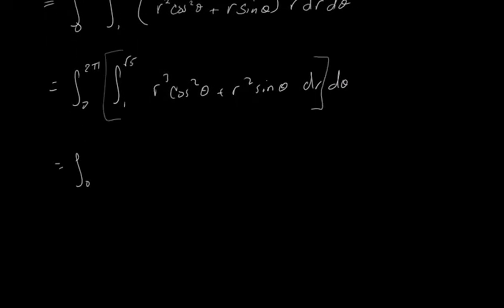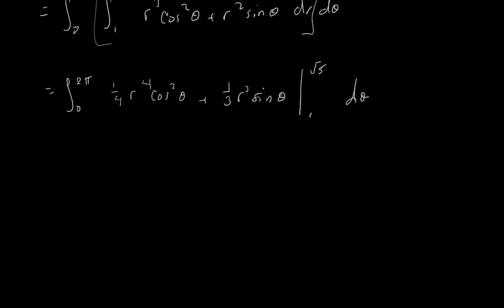So this is our integral from 0 to 2 pi of. Okay, so I'm only doing this with respect to r. Any functions of theta are just constant with respect to r. So this is going to be 1/4 r to the 4th cosine squared of theta plus 1/3 r cubed sine of theta. And that's going to be evaluated from 1 to root 5 and then integrated with respect to theta. So these are our r values. We're going to replace each r.